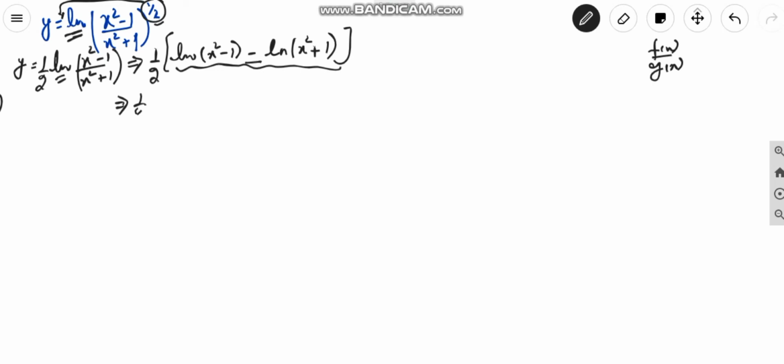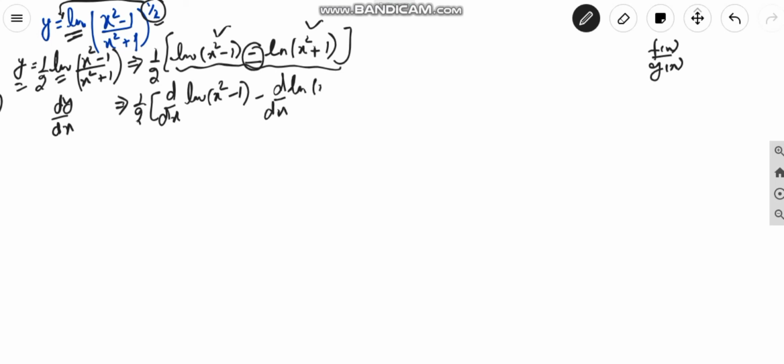Differentiate y with respect to x, then it becomes dy by dx equals 1 by 2. As this is the difference of two functions, take the separate derivative of each function: d by dx of natural log of x square minus 1 minus d by dx of natural log of x square plus 1. Just simple. Now you know very well the rule to find the derivative of natural log of x or any function next to natural log.